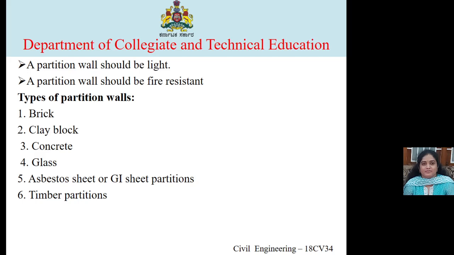Okay. So, types of partition walls. These are the different types of partition: brick, clay block, concrete, glass, asbestos sheet or GI partitions, and timber partitions. Let's see one by one. So brick is here. What they do is, for the load bearing wall also they'll construct brick. So here they'll reduce the thickness actually.